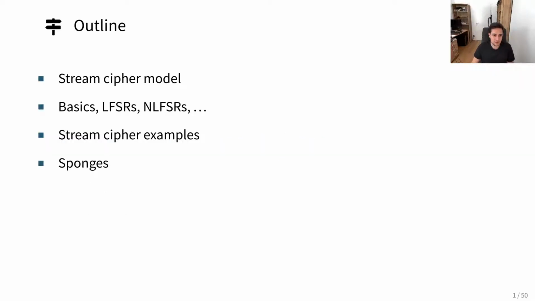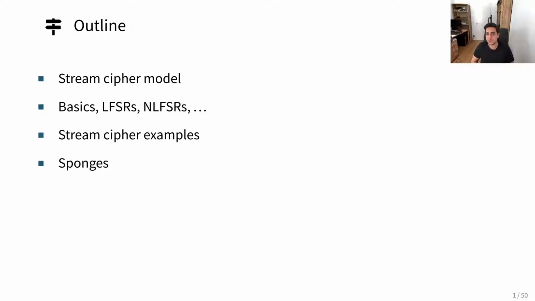Okay, so let's start first with a small outline. Contrary to the title, which is sponges and stream ciphers, we will first start with stream ciphers, and we'll hear something about the stream cipher model. So what actually is a stream cipher and how is it different from a block cipher? Then we will talk about some basics of stream ciphers, so what basic terminologies, then of LFSRs and NLFSRs. So we'll talk about it later, what this means. And finally, we'll also give some stream cipher examples.